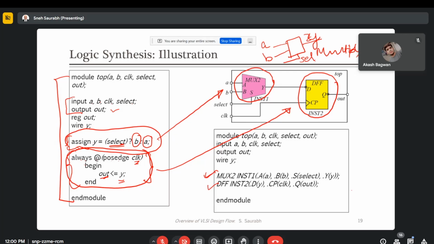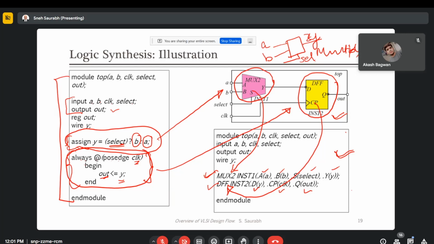So here we have two instances, one of a multiplexer and another of a flip-flop, right? They are connected: A, B, and select to Y, and this is the D input, the clock input, and the output is connected to the output of our design, right? So the tool will produce this netlist either as a file which we can view in an editor, or it can show us a schematic which we can view using the schematic viewer of the tool, right?